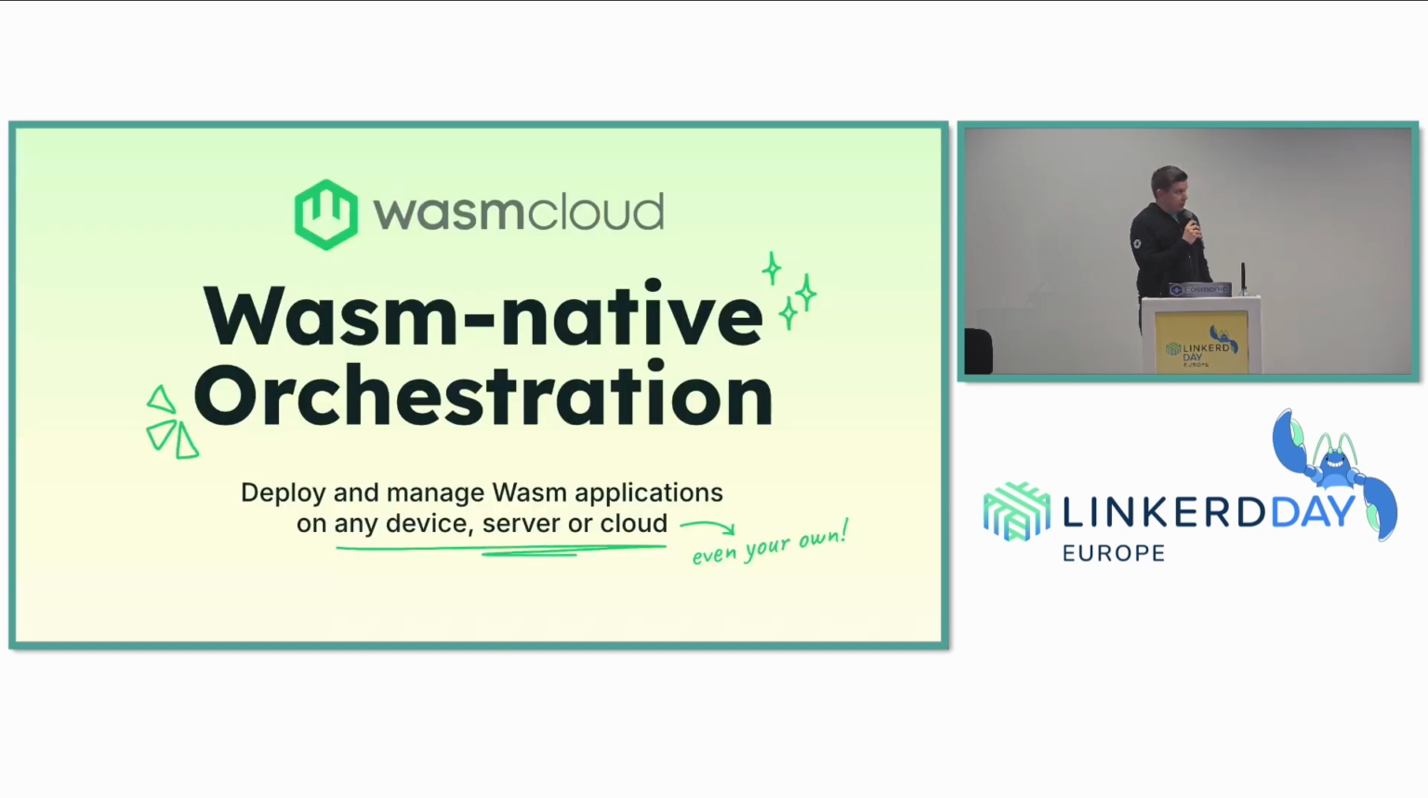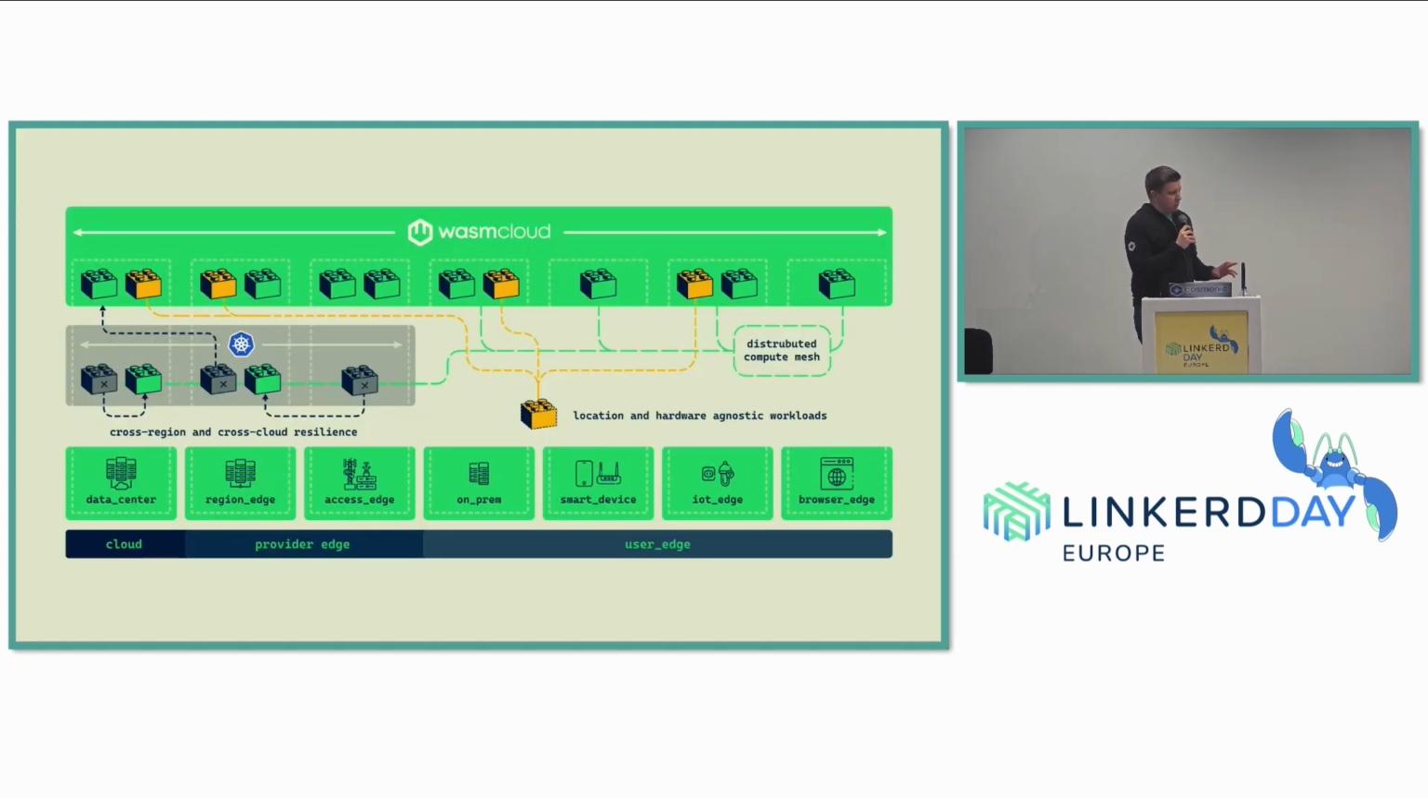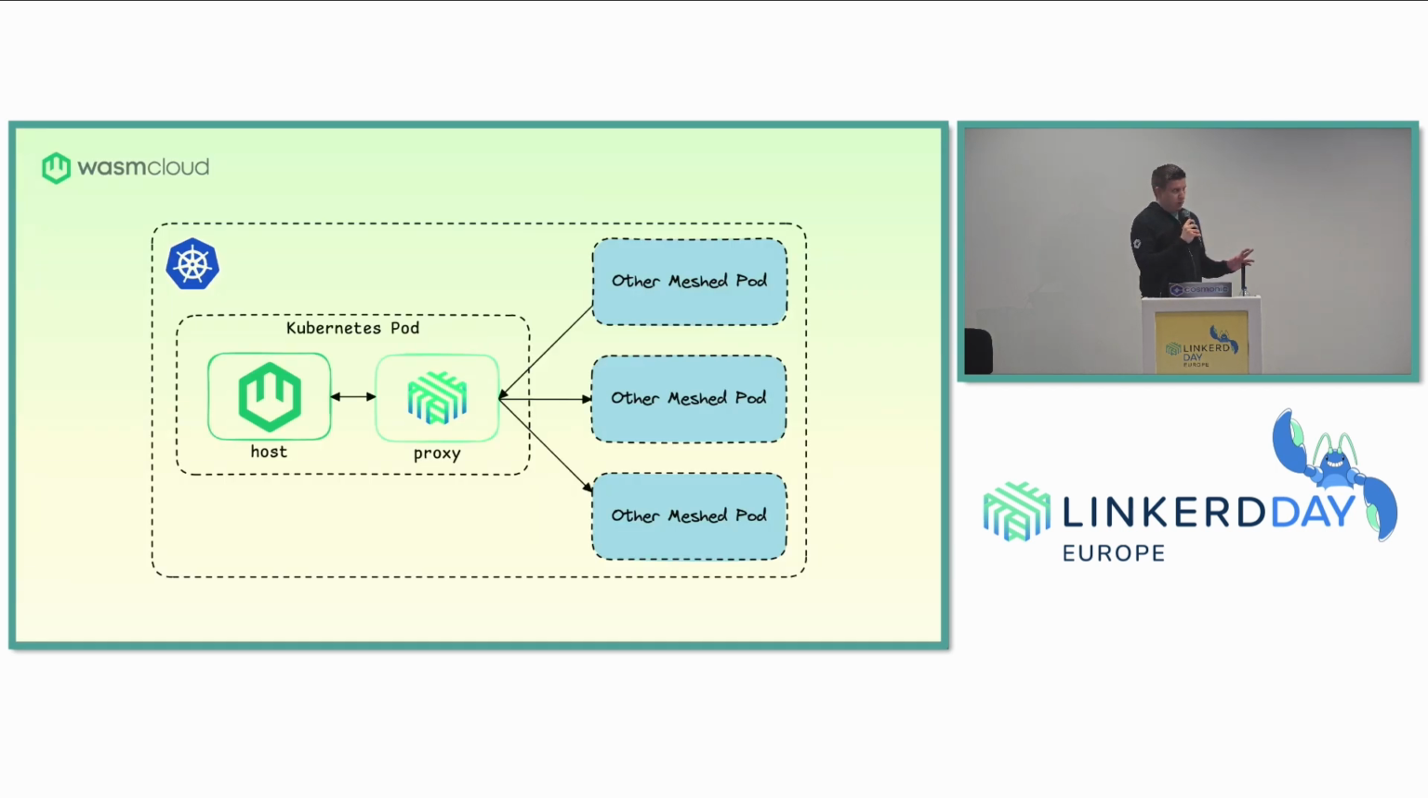As I mentioned, I'm a maintainer of a project called WASM Cloud, which is a WASM-native orchestration platform. You can think of it as essentially Kubernetes, but for WebAssembly components. Where we differentiate is that we can go beyond just the Kubernetes space. The idea is that we can scale all the way from your on-prem data centers to the edge, IoT edge, browser edge, things like that. You might be wondering why that's relevant for the purposes of this talk. We're at Linkerd.